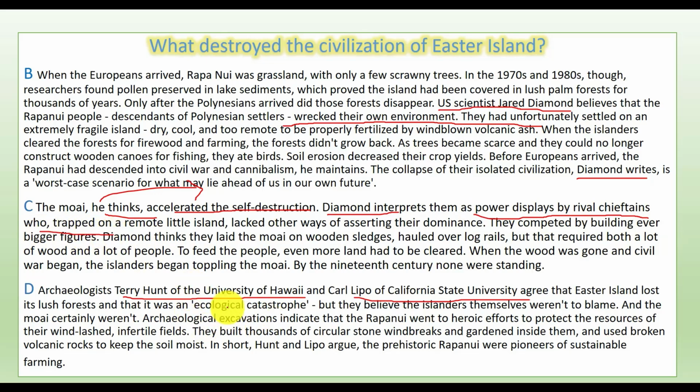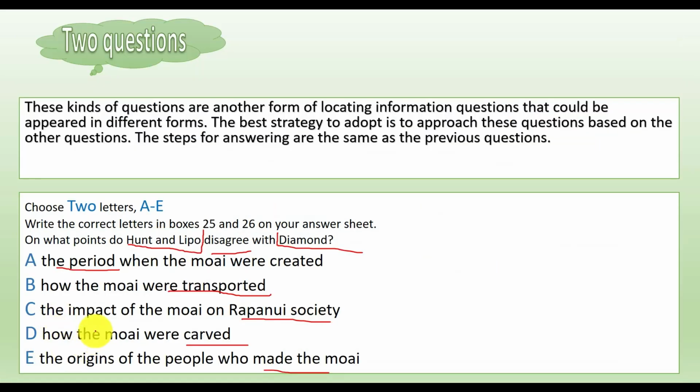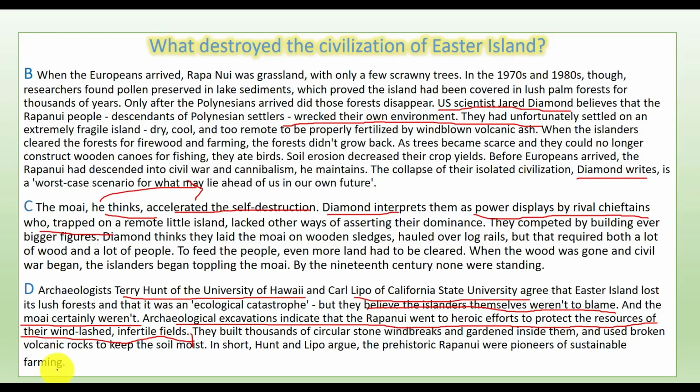Okay, but in paragraph D, archaeologists Terry Hunt and Carl Lipo believe the islanders themselves weren't to blame, and the Moai certainly weren't. Archaeological excavation indicates that Rapa Nui went to heroic efforts to protect the resources of their wind-lashed infertile fields. Now, that's the first point. They disagree with each other. Now just find the impact of Moai on Rapa Nui society. This is one of our answers. Now, let's go on to the second one.